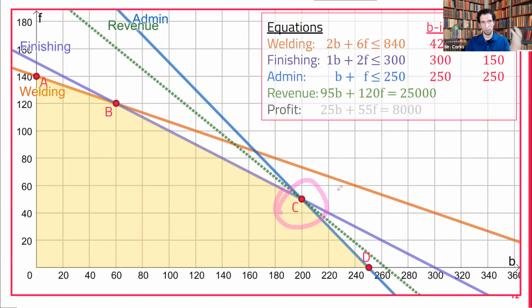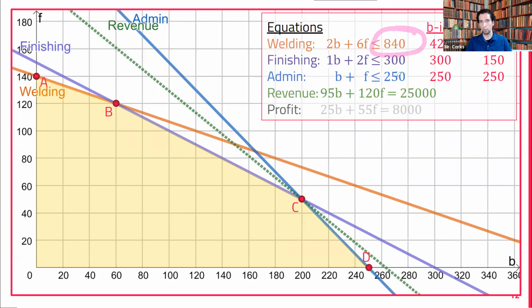Finishing and administration. Okay, good. So just finishing and administration, because it's the blue and purple lines that are intersecting at point C. If our corner is on those lines, that means we are at the limit of those lines. We can't go further. So welding, then, what about welding? Are we over our limit for welding or under our limit? Under our limit. We are under the limit.